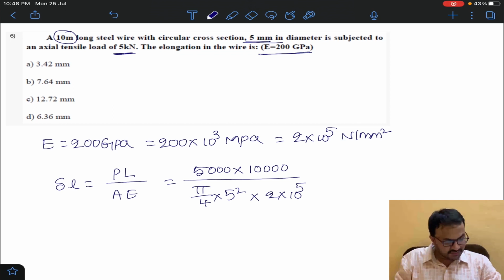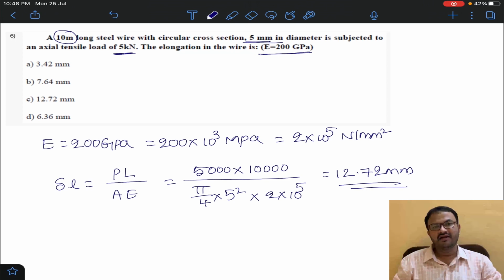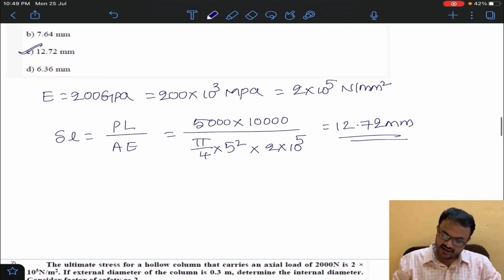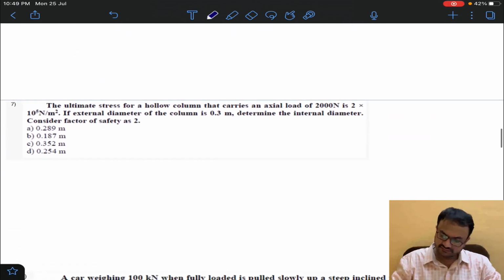If you substitute all the respective values in the locations, you will get 12.72 mm. So that is the elongation in the 10 meter long steel wire by application of 5 kilonewton load, which will be 12.72. So option C is the answer. Clear? Okay. And the next question.